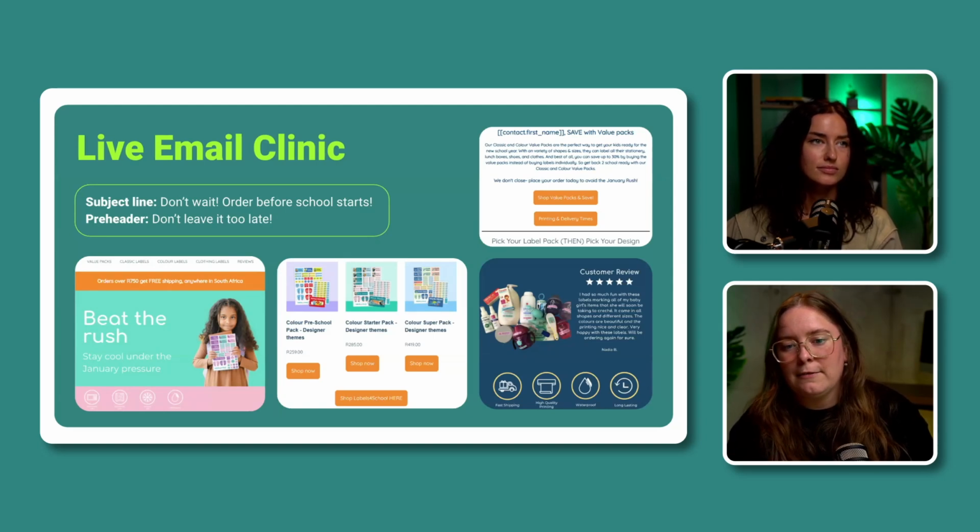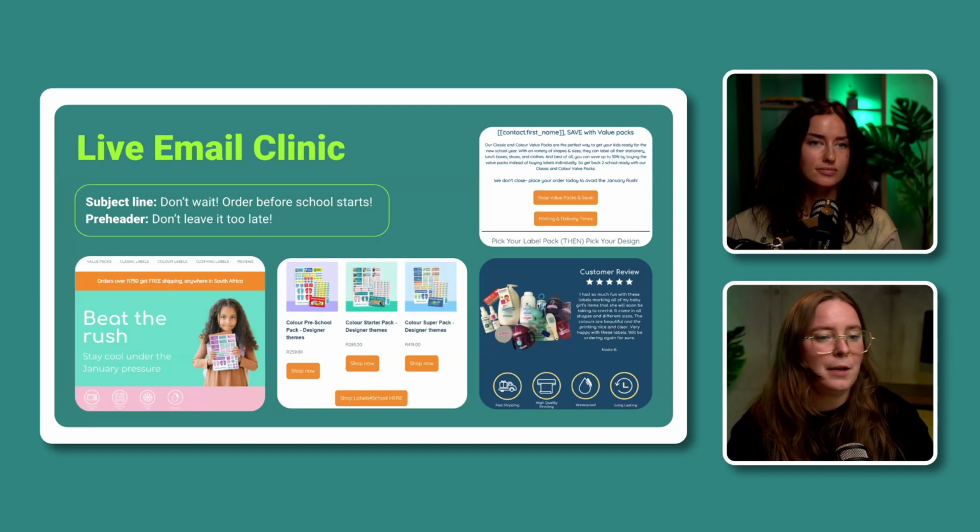Then the email dives into the product grid with a wide range of label packs, all with product names and shop now buttons. And near the bottom, there's a customer review, which is social proof. It's paired with 4 benefit icons like waterproof and fast shipping.